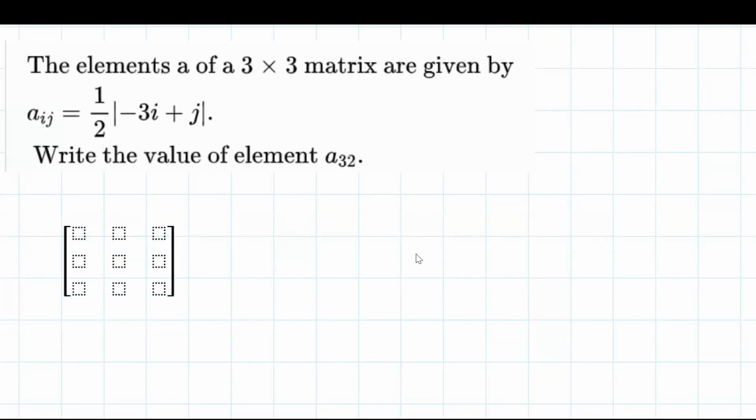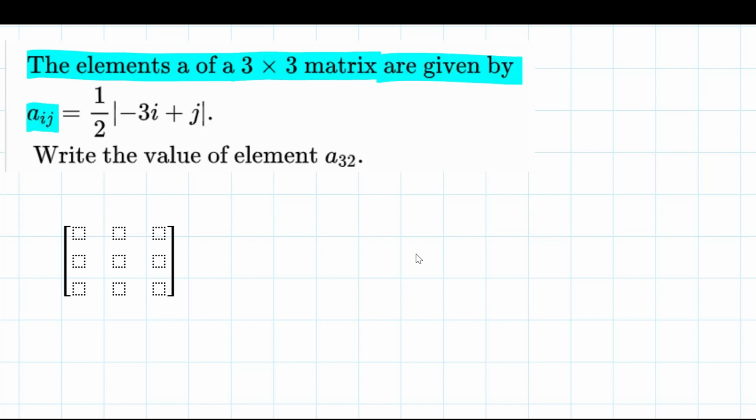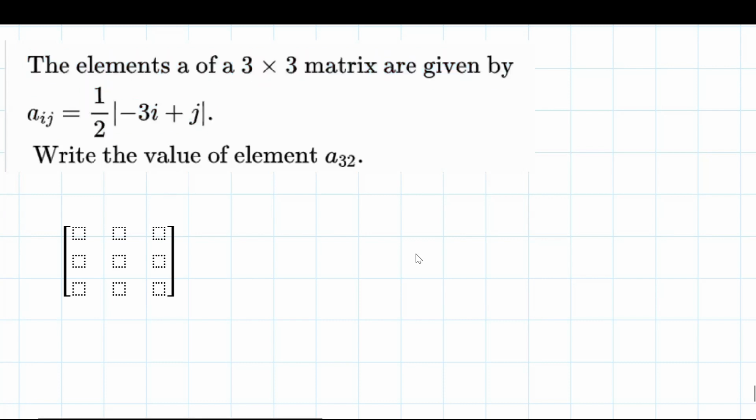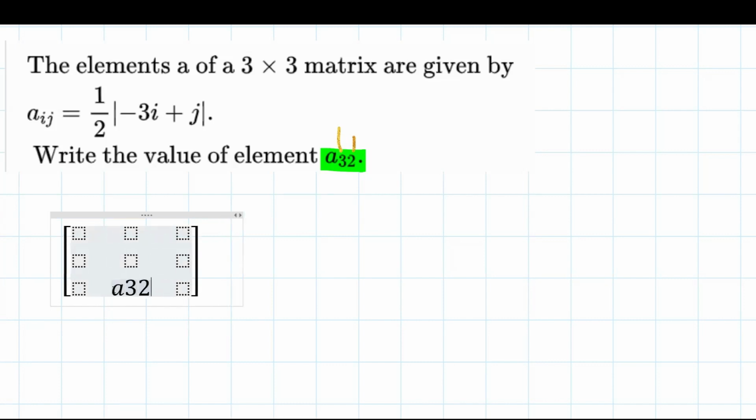Similar to the previous question, here the elements of a 3 cross 3 matrix are given by Aij is equal to half modulus of 3i plus j, whole modulus. What we have to find out in this case is A32. That means the third row and second column. So let me once again tell you, this is A32, whose value we have to find out.